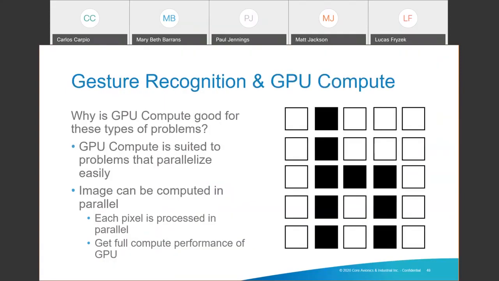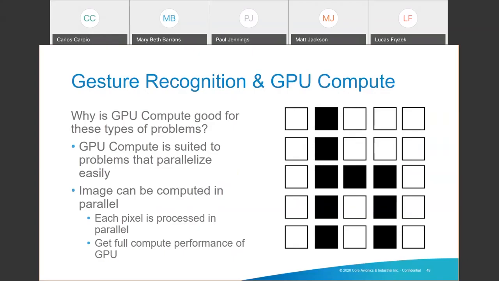So why does this gesture recognition hand tracking fit so well with GPU compute? And the reason is because GPU compute is very good at a specific type of problem. And these are problems that parallelize easily. In computer science, there's a term for these types of problems. They're called embarrassingly parallel problems. And these are problems where we can operate on data independently and in parallel without having to worry about synchronization between two different processors.